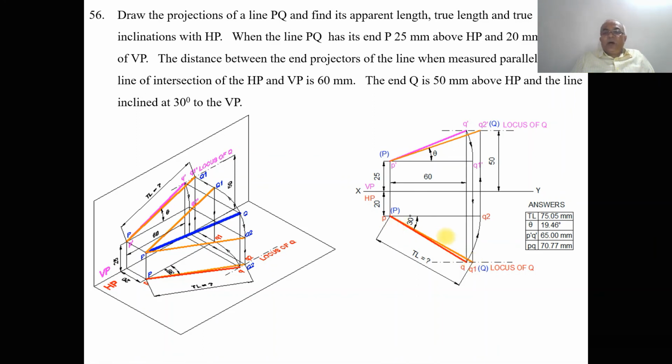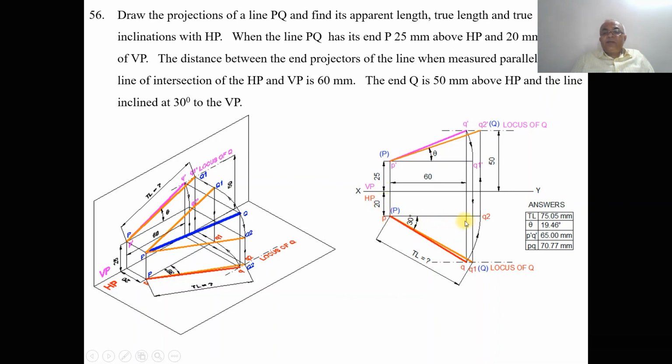Now once you get the locus, we know the distance between the end projectors. So the end projector will cut the locus of Q here, and you mark this point as small q. Then join P and Q with a dark line. Then with P as center, taking the radius PQ using the compass, you draw an arc such that both P and Q2 will be in front of VP by 20 mm.